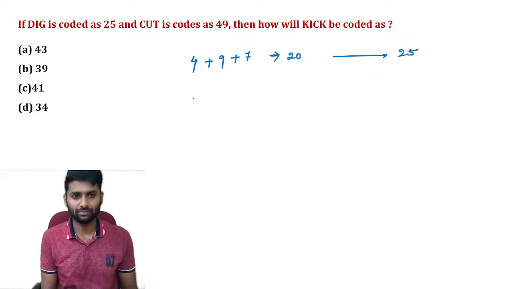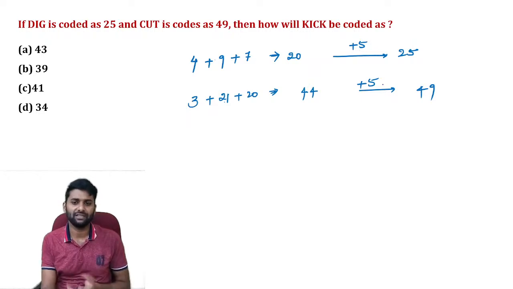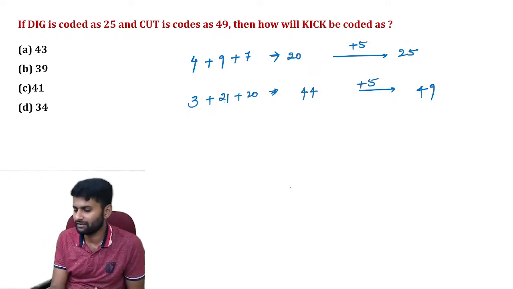Okay, let's go through one more. What about the CUT? C is 3, U, T is 20. What about the sum here? So the total sum is equal to 44. Instead of 44, they have given us 45. Observation here: sum of alphabetical positions plus 5, then it becomes the given values.